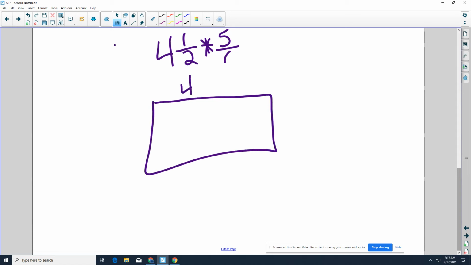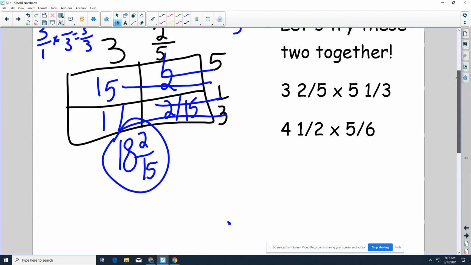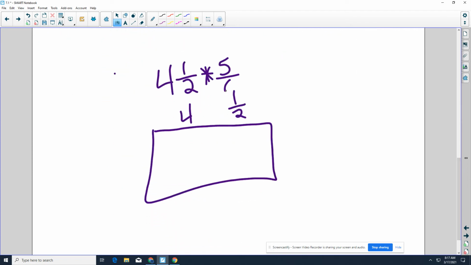But here's 4 and then 1/2. And then over here I had 5. Let's see, what was the original problem? 5/6. So over here I don't have to put a line through it because I'm doing 5/6. I'm not splitting up a fraction. There's no whole number there. So the first one is 4 multiplied by 5/6.